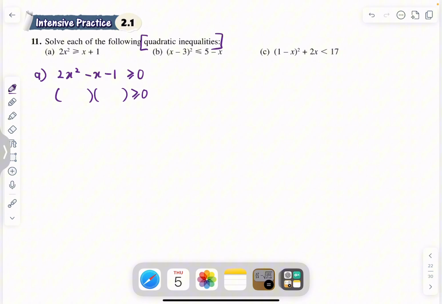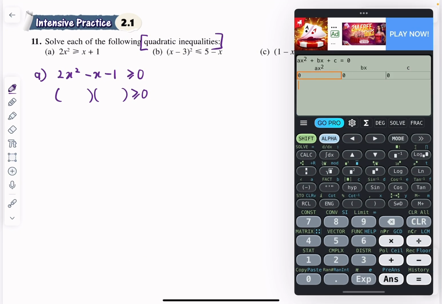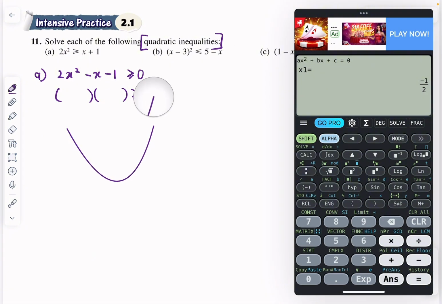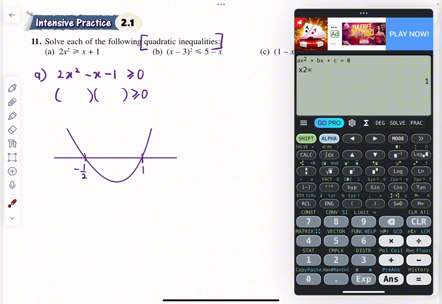So take your calculator. This one you can just type it in your calculator. A is 2, B is negative 1, C is also negative 1. So our roots, okay, what we can do is we can straight away draw our graph and put the roots in. Our graph will always be a smiley face with your roots negative 1 over 2. The other one is 1. Okay, don't forget to write the smaller root on the left.